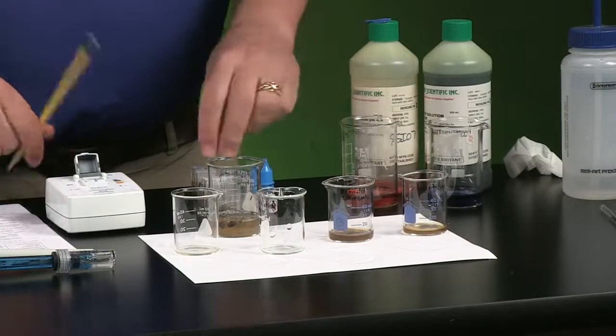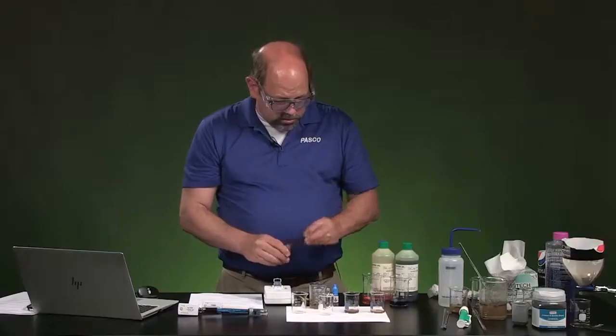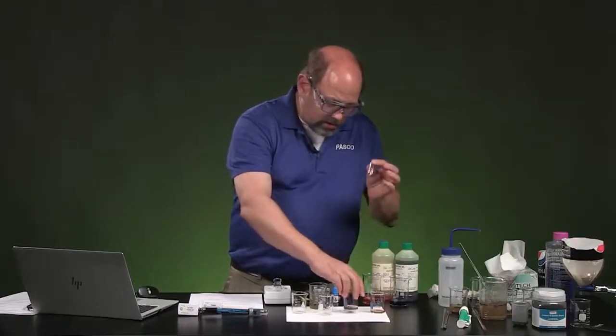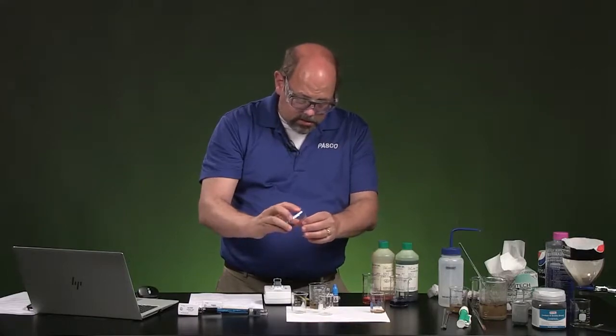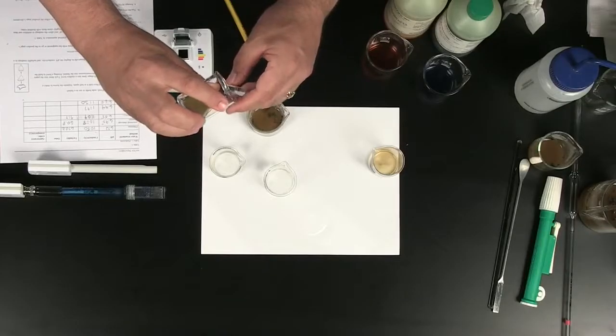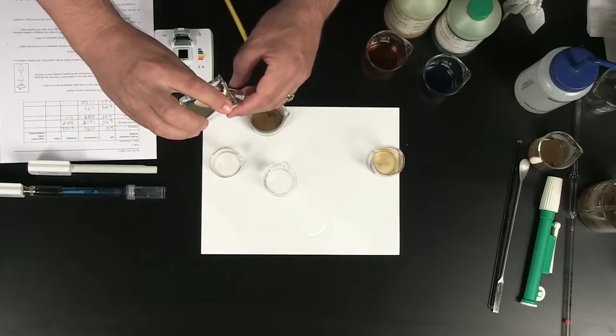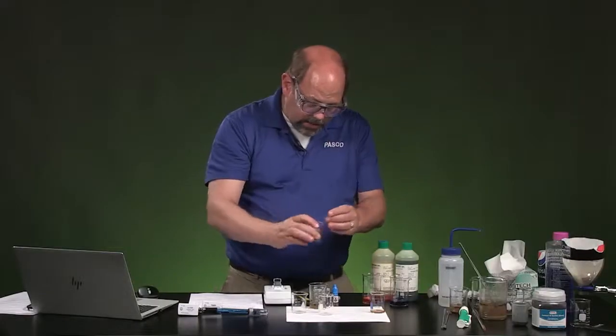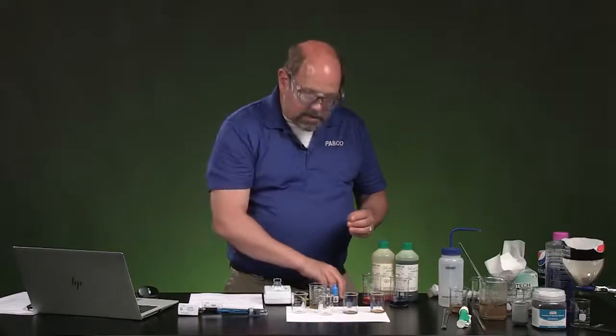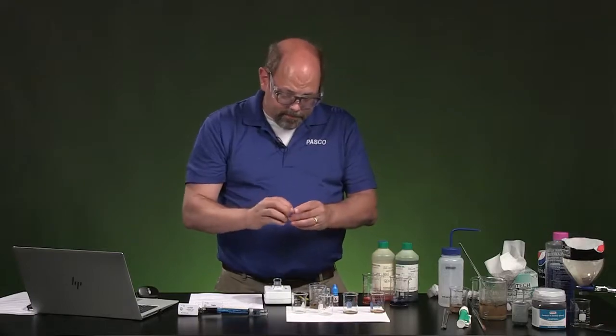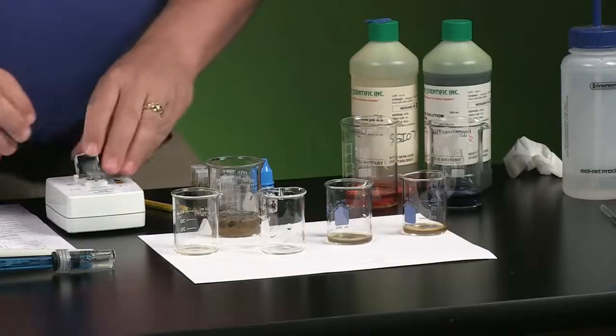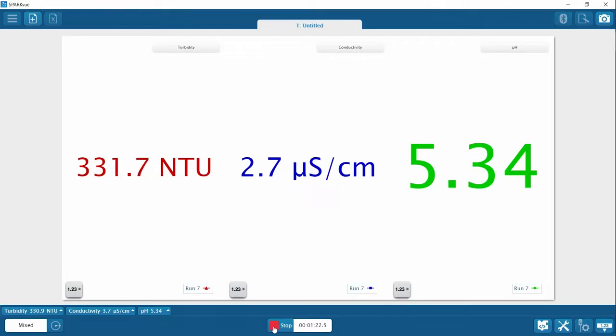Now we're going to go to the activated charcoal. I'm going to put this into our cuvette. So it poured through the filter that had the activated charcoal impregnated into the side. Okay, that's a little higher, isn't it?